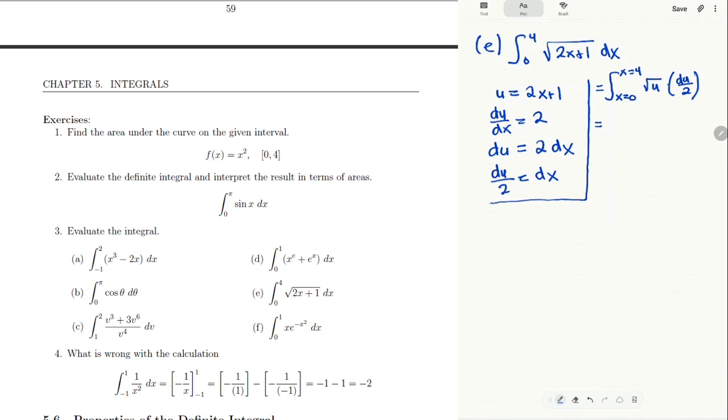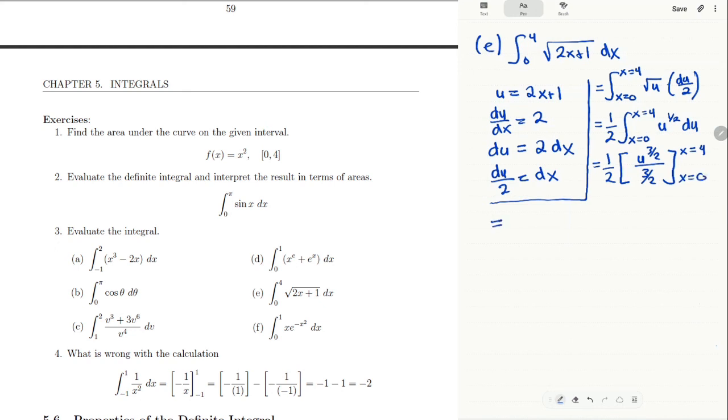So now let's simplify our integral. We can take out the constant of 1 over 2. Then we have the integral from x equals 0 to x equals 4, and we will rewrite the square root as an exponent of 1/2. So now we can find the antiderivative. So we have u to the 3/2 divided by 3/2, and then we evaluate at x equals 4 and x equals 0.